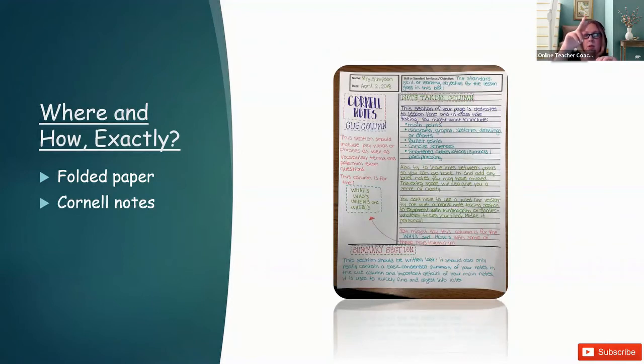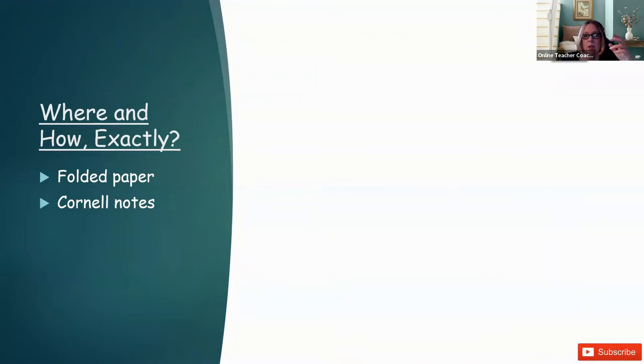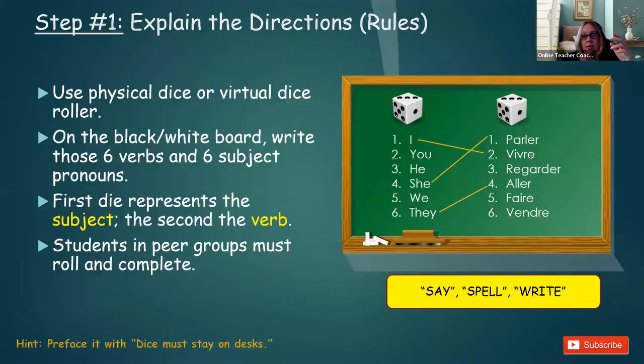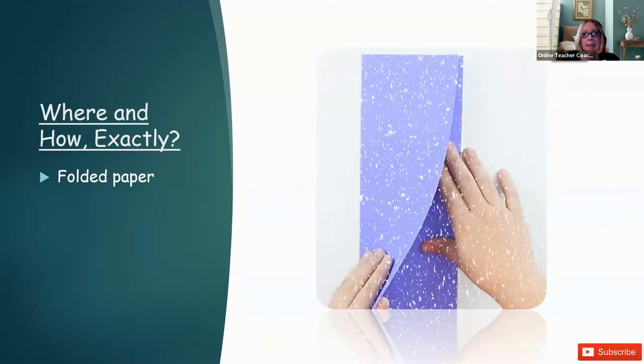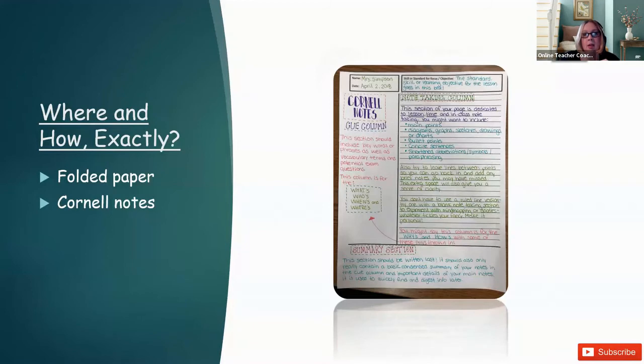So maybe they got a number 2 and a number 4, and maybe 2 stands for, let's just go back, you, and number 4 is the verb aller. What are they going to do? They can write it on the folded paper, and then later we can go back and have them put the English. See, a little bit of a hint there. You could have them take Cornell notes, right, where they put the language on one side, etc.